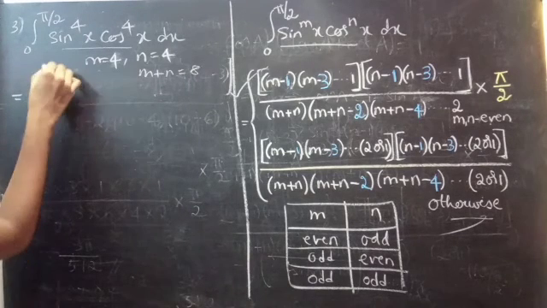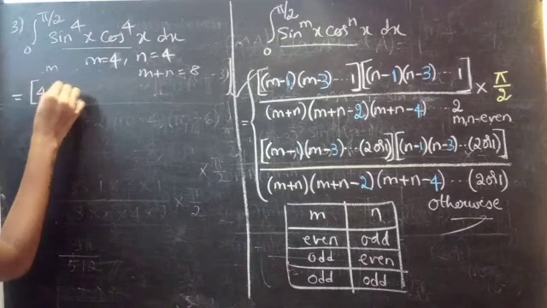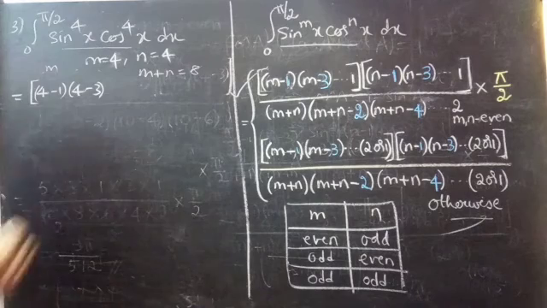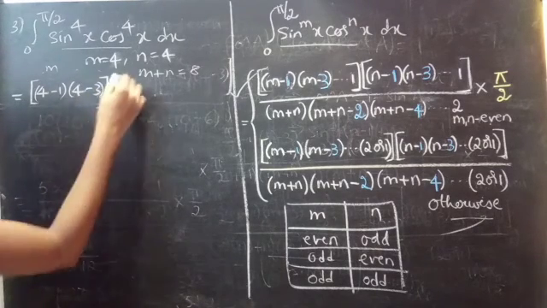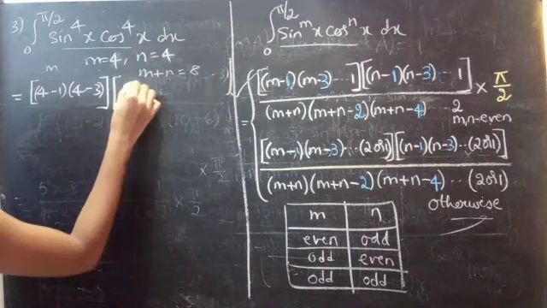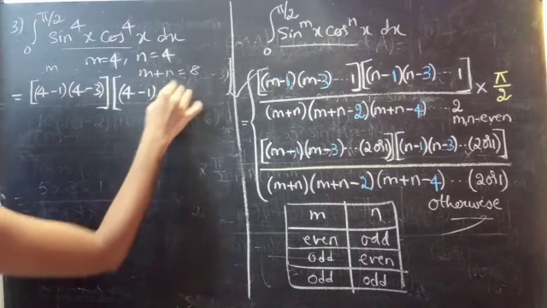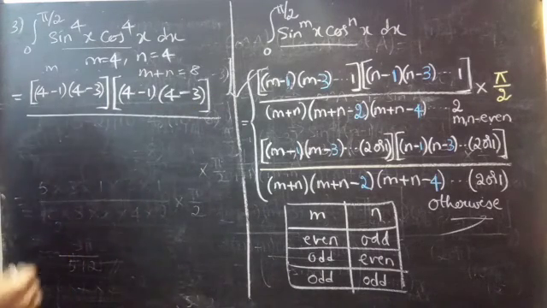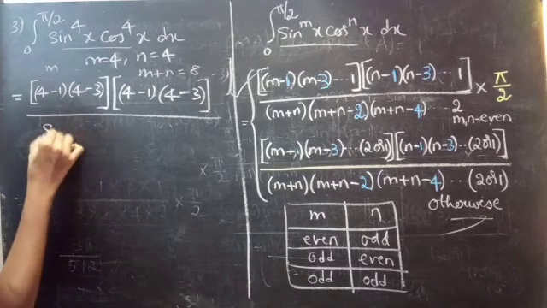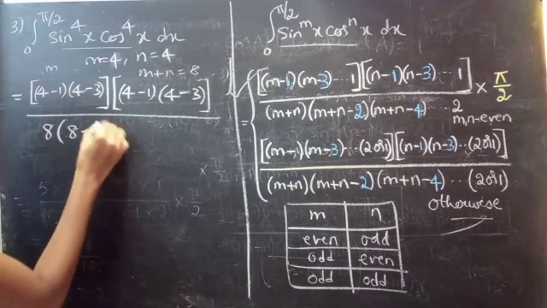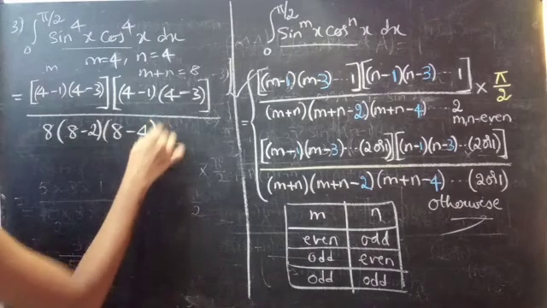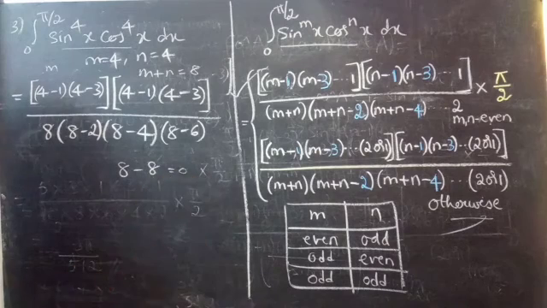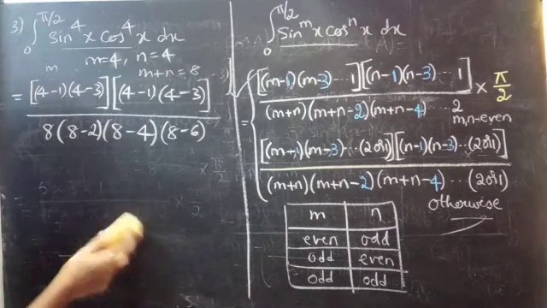For m, 4 minus 1 into 4 minus 3. Next, you'll get 4 minus 5, which is negative, so you'll stop it here. Next, for n equals to 4: 4 minus 1 into 4 minus 3, divided by 4 plus 4 is 8. 8 into 8 minus 2, 8 minus 4, 8 minus 6. Next you'll get 8 minus 8, which is equal to 0, so you'll neglect all the remaining terms.